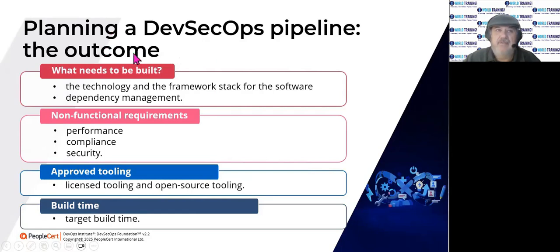Thinking about the outcomes is a good way to start. What is it that you're trying to produce? And then work backwards to say, okay, how do I build it? So make sure you understand what the technology and framework stacks are that are compatible with your applications. What are the dependencies? Make sure you cover any dependencies. Make sure, for example, when you're selecting tools, that they're ones that will work well together.